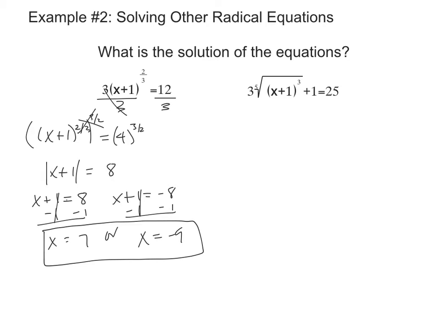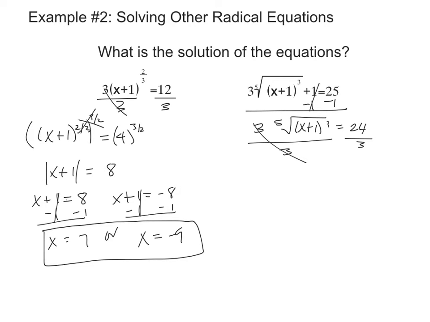All right, let's try the next one. Here we have two operations going on. We have multiplication and we have addition. So we're going to get rid of the addition first, so subtract 1. That's going to be 3/5 root of x plus 1 cubed equal to 24. Then we're going to divide by 3. And this, I'm going to go ahead and rewrite this in rational exponent form. So this is really x plus 1 to the 3/5 equaling 8. Okay. And then remember, we need to multiply both sides by the reciprocal, which is 5/3.